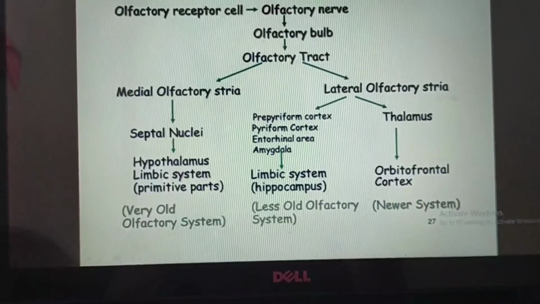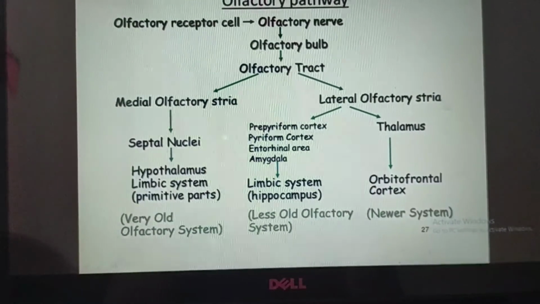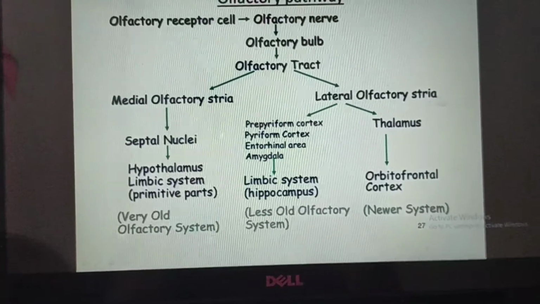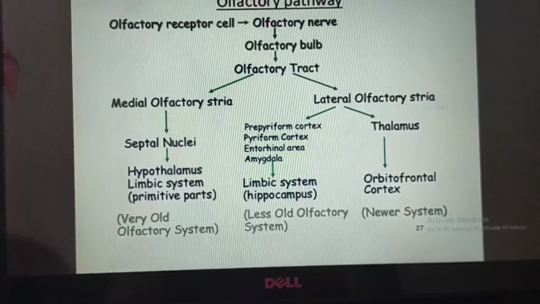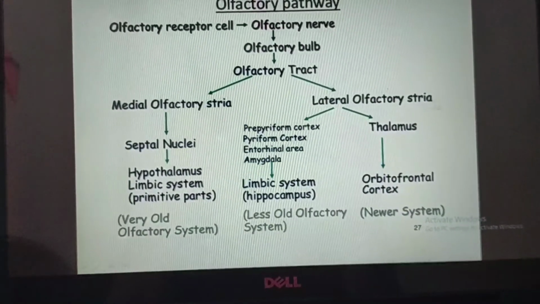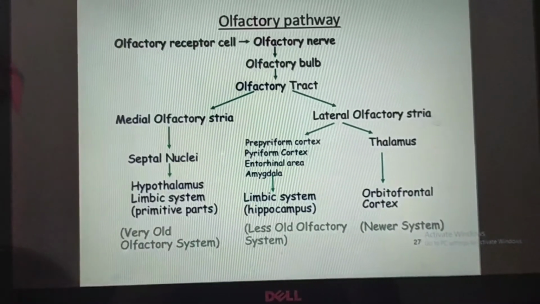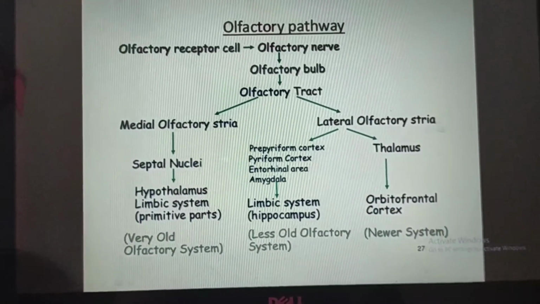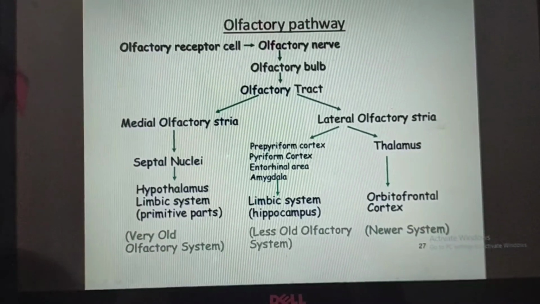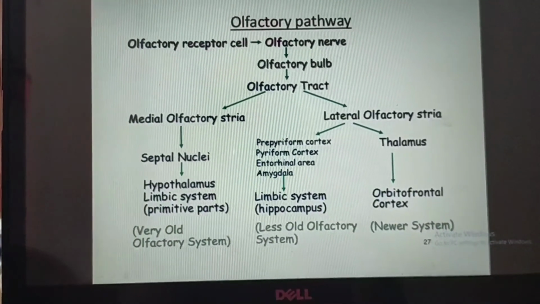And the impulses which go to the lateral olfactory stria further divide into two types, which are prepiriform cortex and piriform cortex, and it travels through the limbic system through the hippocampus, which is called the less old olfactory system. And the impulses which go to the lateral olfactory stria in another part go to the thalamus, and then travel to the orbitofrontal cortex, which is called the newer system. So that is how the whole olfactory pathway works.